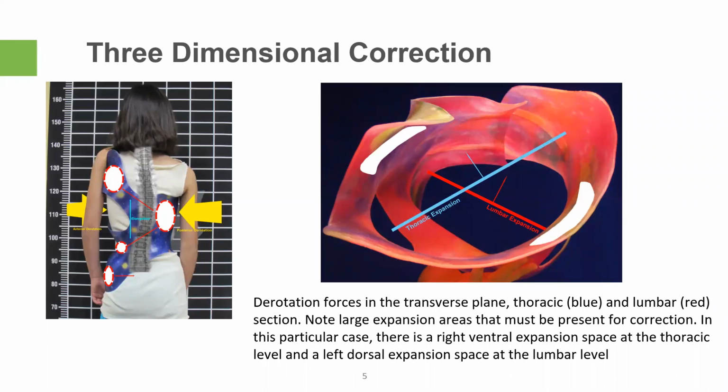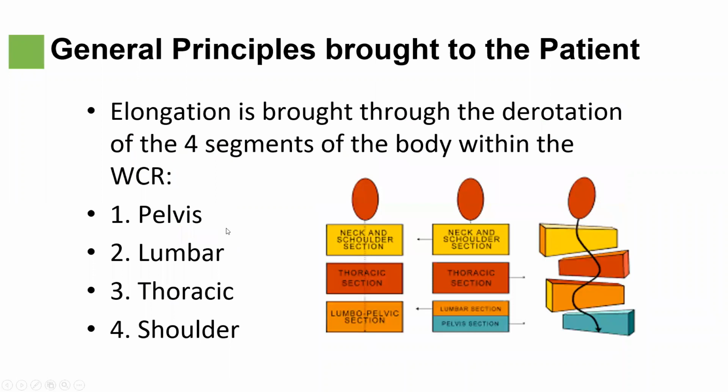Let's look at it a different way. General principles as well. General principles brought to a patient that wears a Wood-Cheneau Rigo is that there is elongation that's brought around through derotation of the four segments of the body within the Wood-Cheneau Rigo.